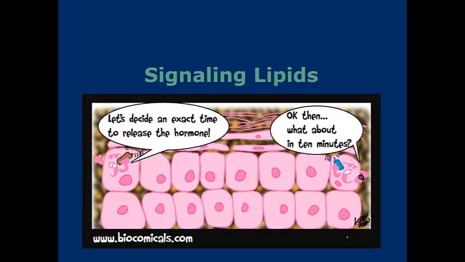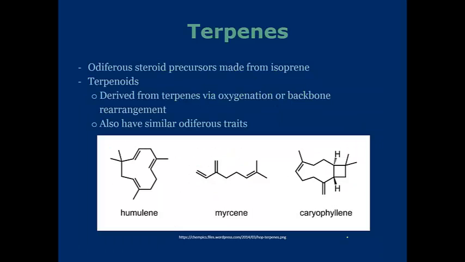Now that we've talked about structuring lipids, let's go into the next categorization of lipids, which are signaling lipids. Terpenes are steroid precursors, and they're made from isoprene. Terpenoids are derived from terpenes via oxygenation of the backbone and rearrangement. Terpenes in general have odoriferous traits, meaning they have specific smells. If you've worked with these in labs, you'll probably notice a lot of these scents. Terpenes are very commonly used in perfumes and colognes and other scented items for this reason.